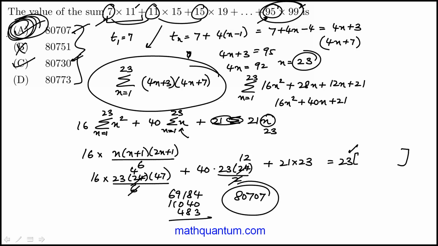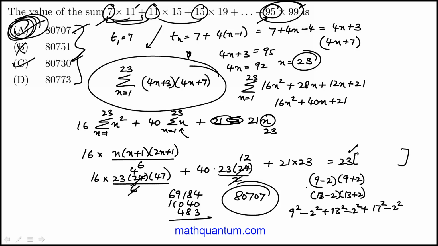So it's a hard question. I was thinking of some other ways. I think one method was difference of squares, meaning this is 9 minus 2, 9 plus 2, and then it's 13 minus 2, 13 plus 2. And we can write it as 9 square minus 2 square plus 13 square minus 2 square plus 17 square. But it actually eventually gets you back to this. So it wasn't really an easier method.